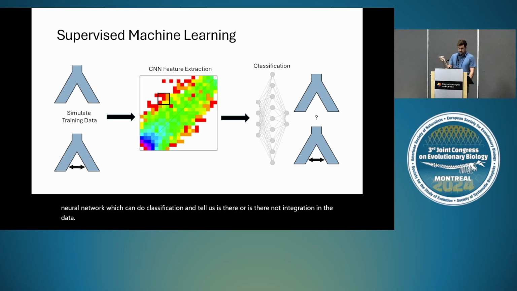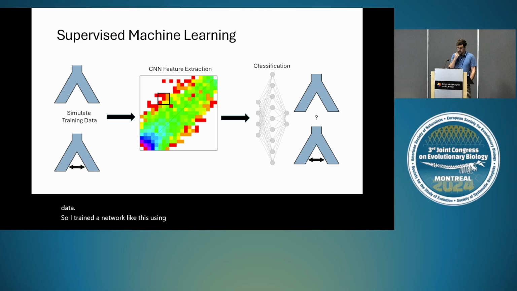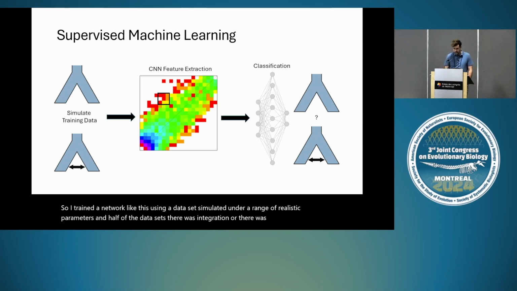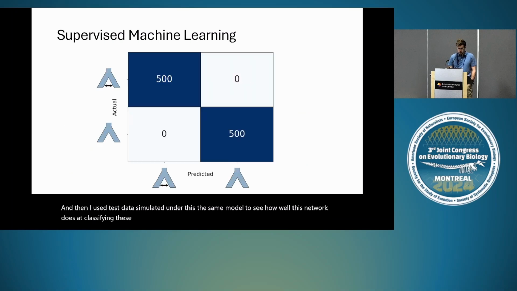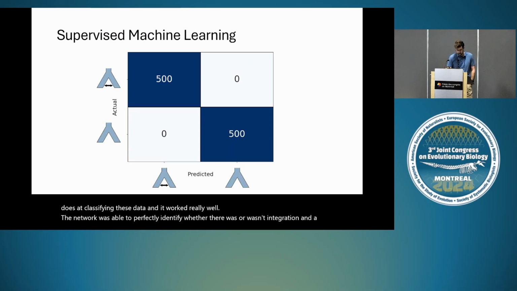So I trained a network like this using a data set simulated under a range of realistic parameters. In half of the data sets there was no introgression, and in half of the data sets I simulated a period of migration after secondary contact. Then I used test data simulated under the same model to see how well this network does at classifying these data. And it worked really well. The network was able to perfectly identify whether there was or wasn't introgression in 1,000 test data sets.